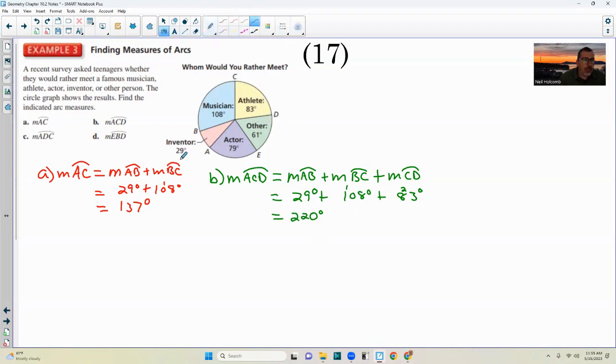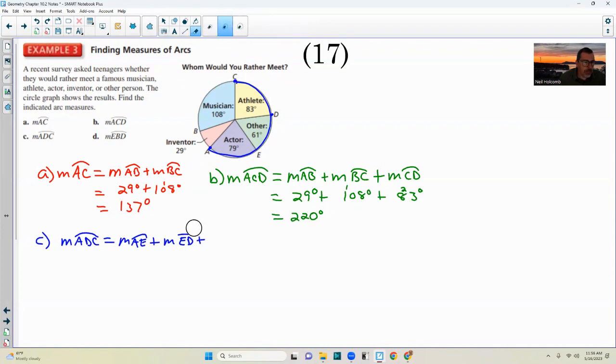Next one I will do in blue. It's another major arc because there's 3 letters. The measure of ADC equals, start at A, end up at C, going through D. So I want to go from A to D first and continue on to C. And that includes the measure of arc AE, our section that is other, plus the measure of arc ED, plus, oops, it's not a segment. I want an arc here, plus the measure of arc athlete, which is DC.